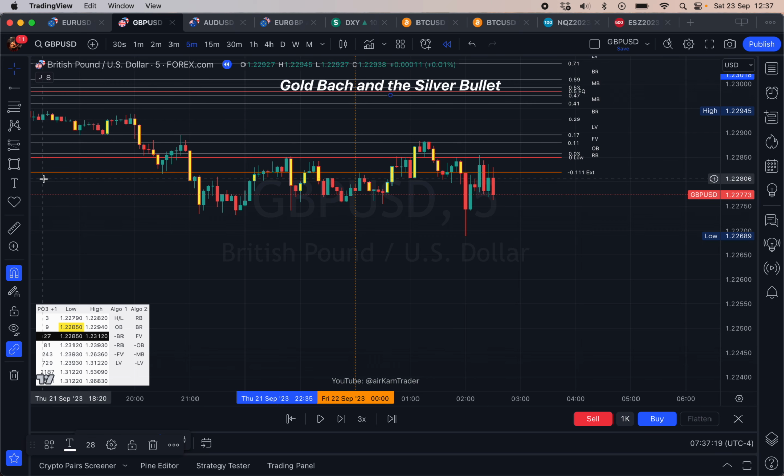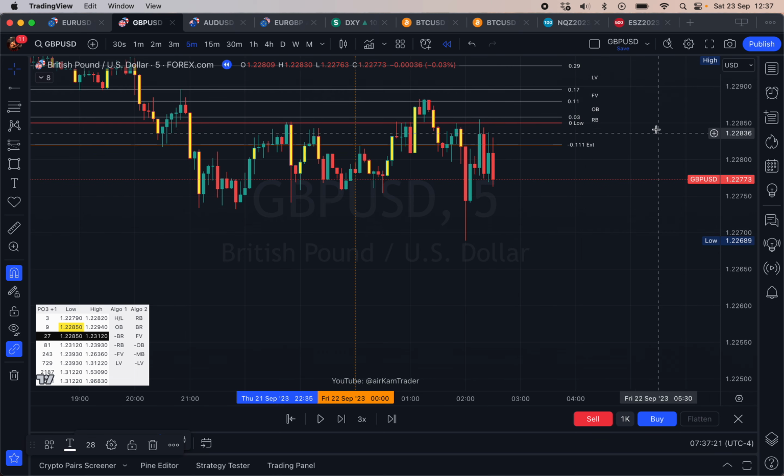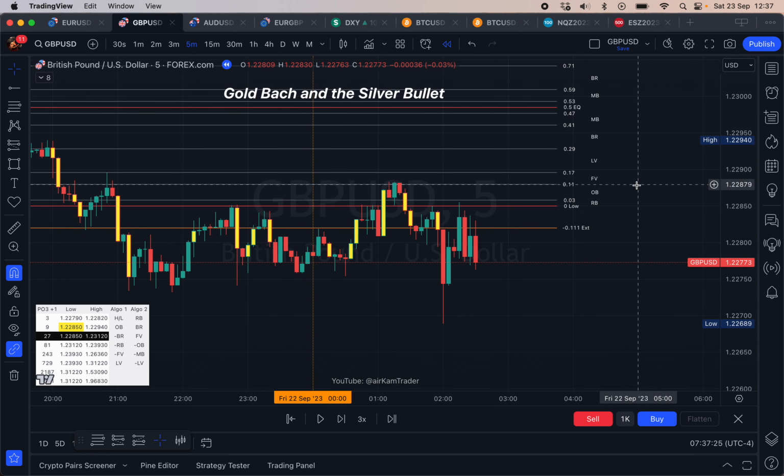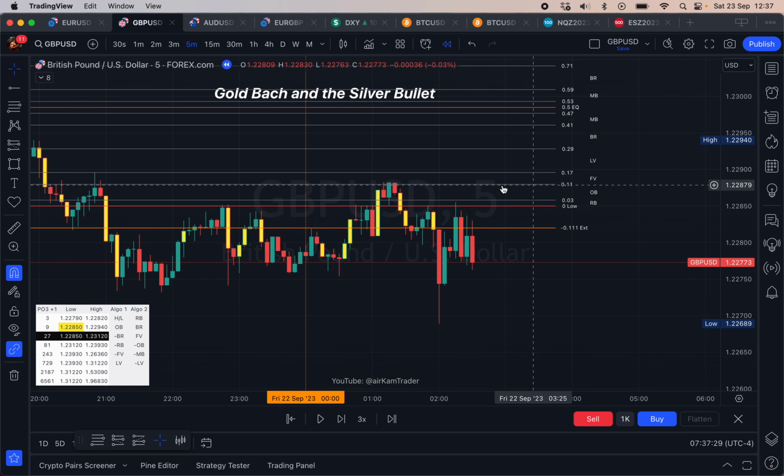So this is the 27 range. Now, if you don't understand what this means, you got to buy the book. Otherwise, what I say is meaningless. You're going to try things that don't make sense. But here we go. Here's the 27 range.